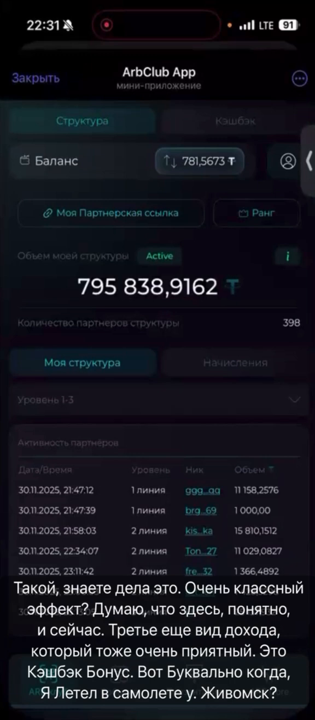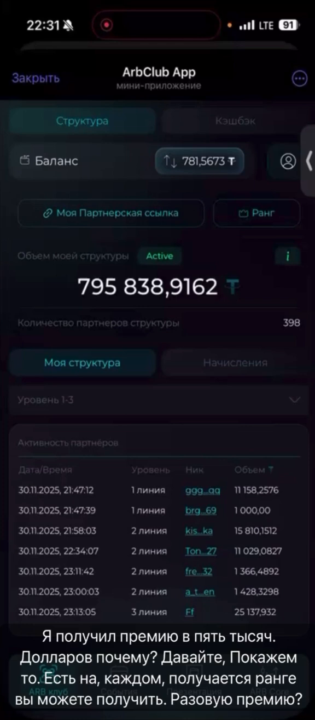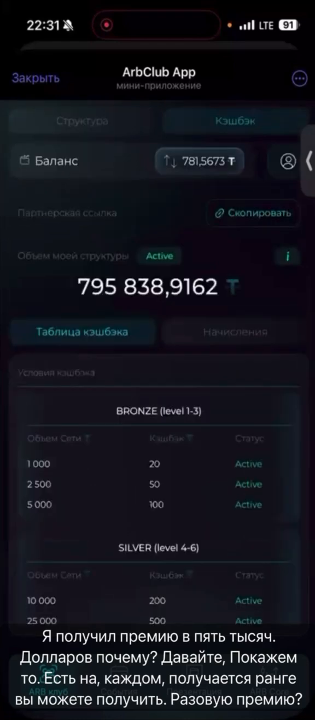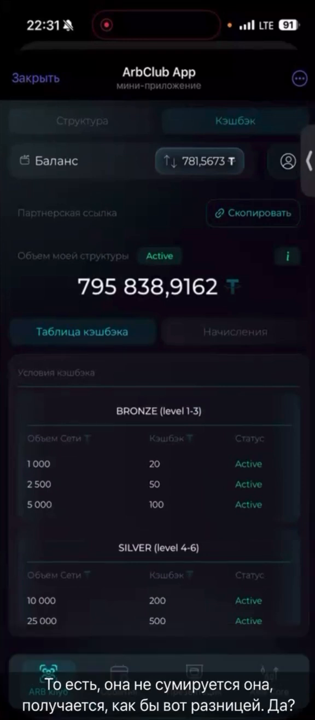And now the third type of income, which is also very pleasant, is a cashback bonus. Literally, when I was flying on the plane to Omsk, I received a bonus of $5,000. Why? Let me show you. That is, each one earns ranks, and you can receive a one-time bonus. That is, it does not add up, it turns out to be a difference.